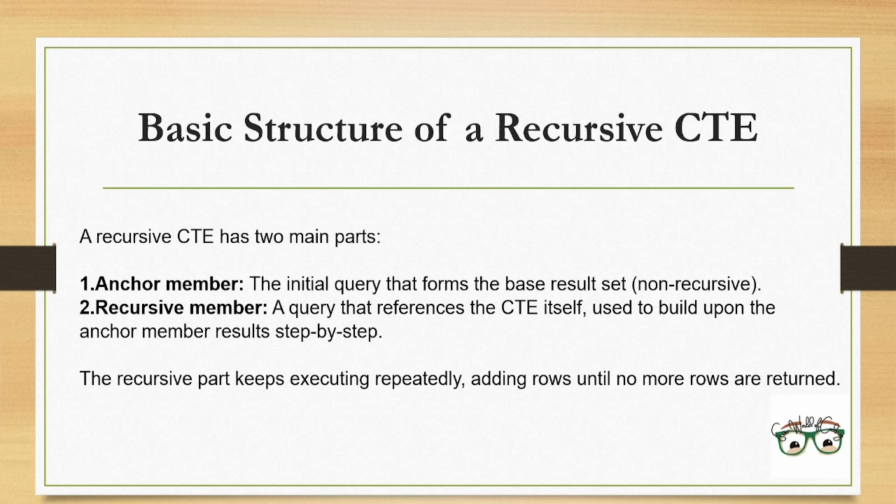So now let's understand the structure of a recursive CTE. It has two parts. First is the anchor member. This is the base query that runs only once and sets the starting point. Then comes the recursive member. This part references the CTE itself and runs repeatedly, building on the previous result. These two are combined using UNION ALL or UNION. Most of the time we use UNION ALL because we want to keep duplicates and improve performance. The recursion stops when the recursive query returns no more rows.